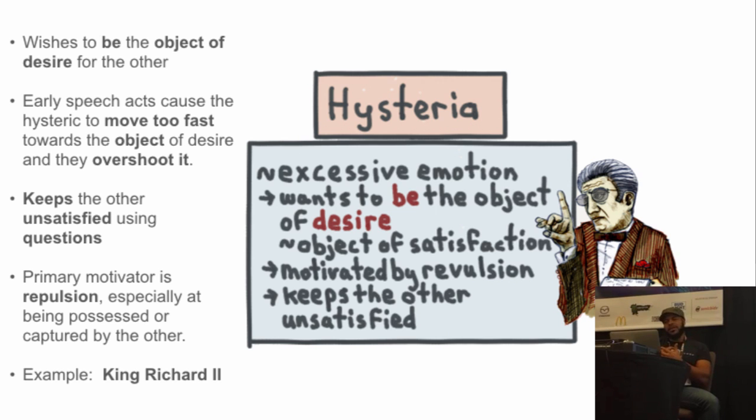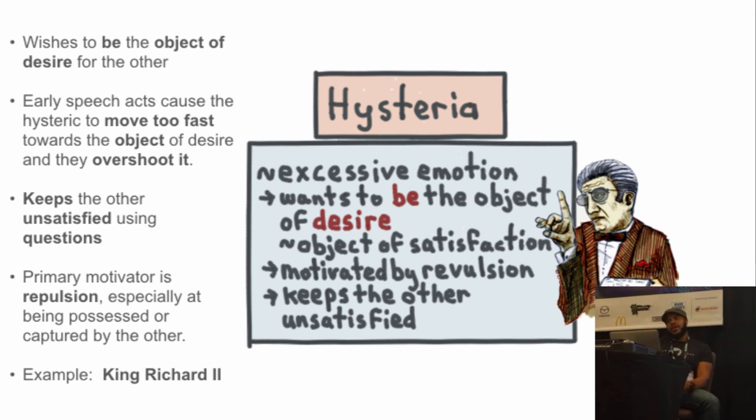Hysteria, now this is the one that I would say is probably the most controversial word. If I could rename it, I'm not a psychoanalyst, so I can't rename it. But hysteria, according to Lacan, doesn't mean excessive emotion. It doesn't necessarily mean a woman. I'm going to give an example of a man here. What the hysteric wants is to be the object of desire, okay? So early speech acts cause the hysteric to move too fast towards the object of desire, and they overshoot it, all right? They keep the other unsatisfied using questions.